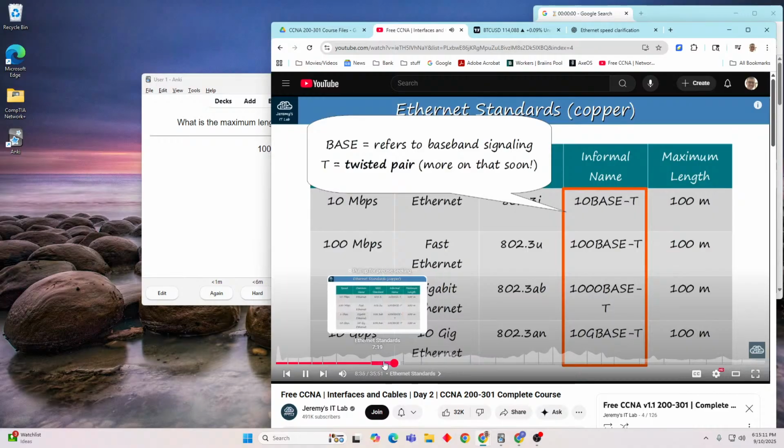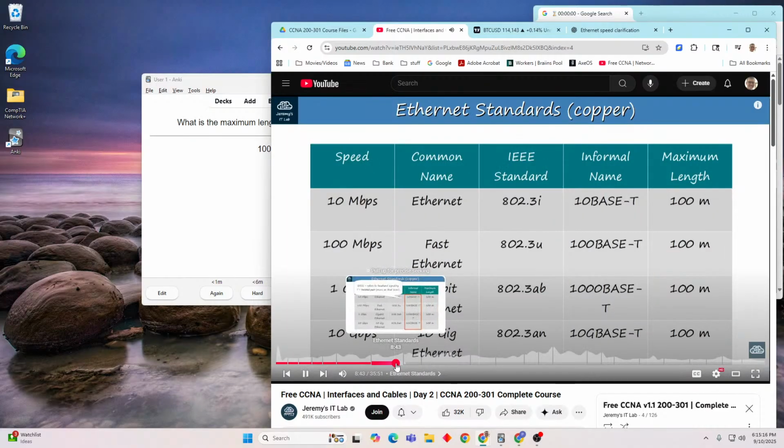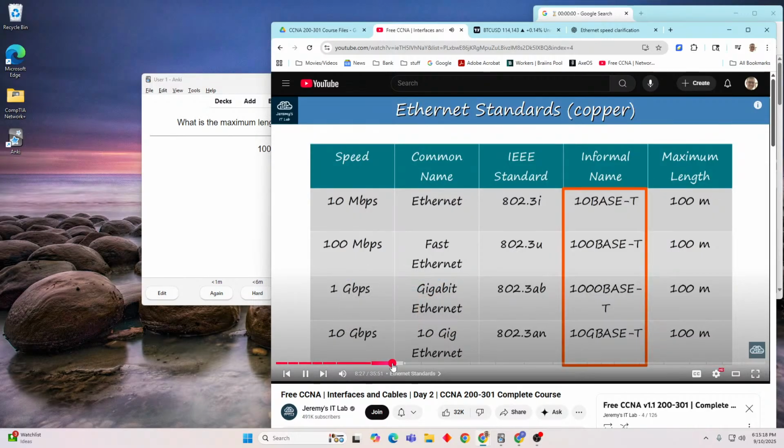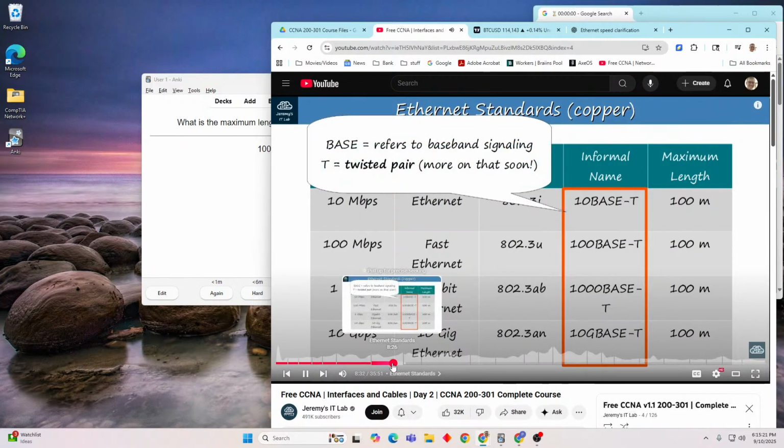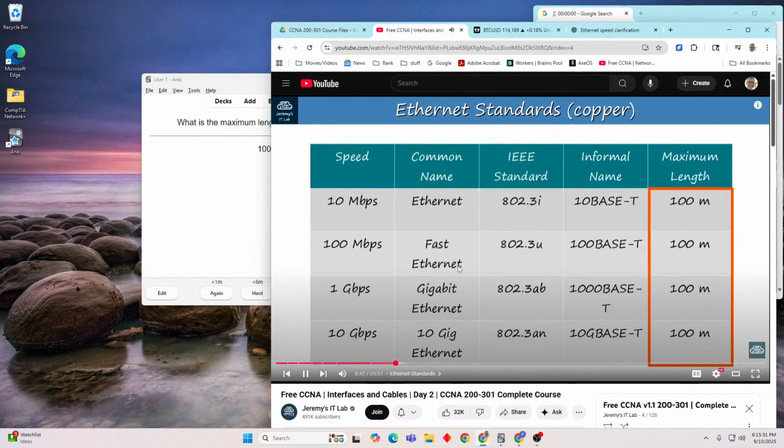Just so you know the meaning, T refers to twisted pair for performance and technical reasons. Base refers to baseband signaling. That's totally out of the scope of the CCNA, but just so you know the meaning. T refers to twisted pair cabling, and we'll talk about that very soon. Finally, the maximum cable length. Notice that all of them are 100 meters. That's the maximum length for twisted pair cables as defined in Ethernet for performance and technical reasons. So that's a lot of information, but I recommend you memorize these standards. It may seem difficult, but with the flashcards in the description, it's actually quite easy.